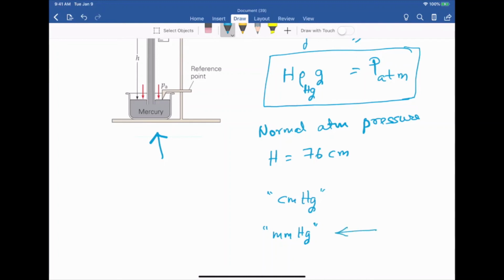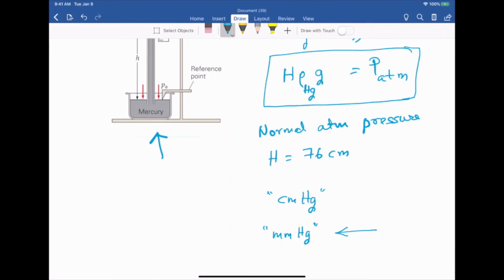You are all familiar with mmHg. Can you think about where you've seen mmHg? Well, if you measure your blood pressure, normal blood pressure you might be familiar with is 120 over 80. What units are those numbers in? The answer is in mmHg. Okay.